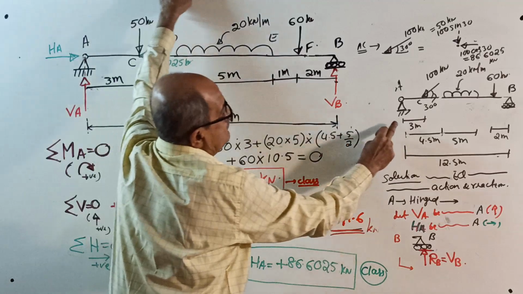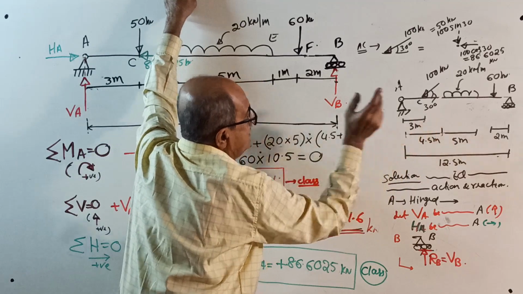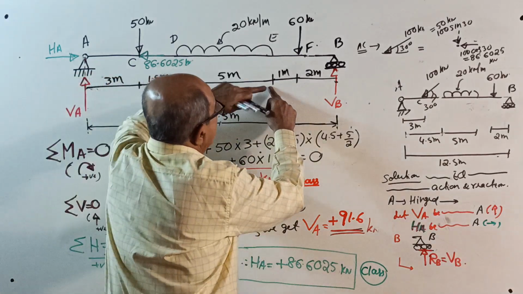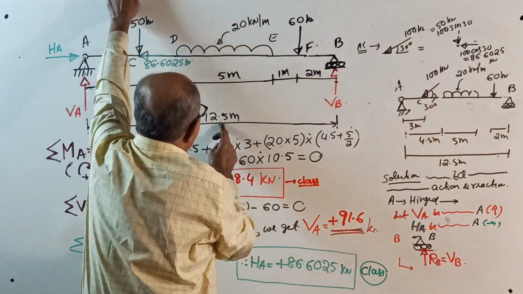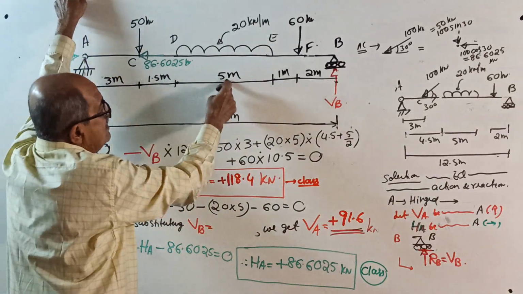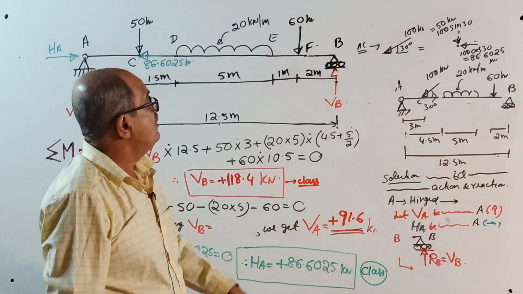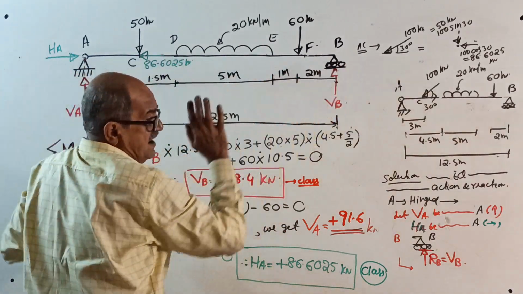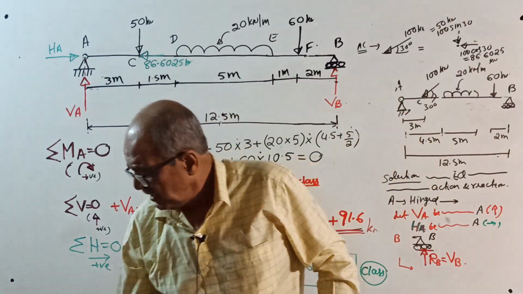Now, one minute. This is 3 meter. From here to here is 3. I want this distance. If it is 4.5, this is 3, this is 1.5. Then 5 meter. Then from there 2 meter, 60 kN. Now from 12.5 subtract 3, subtract 1.5, so far 4.5, subtract 5, so far 9.5, subtract 2, so far 11.5, you will get that gap as 1 meter. Make everything neat and tidy. Now start calculating in correct order.